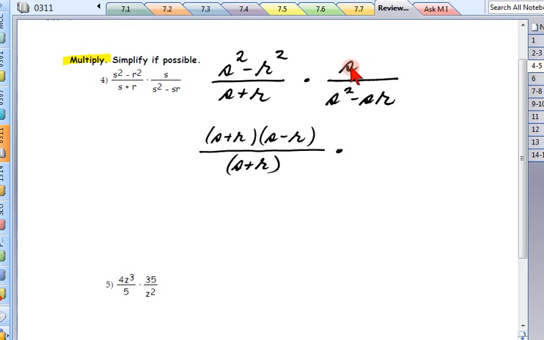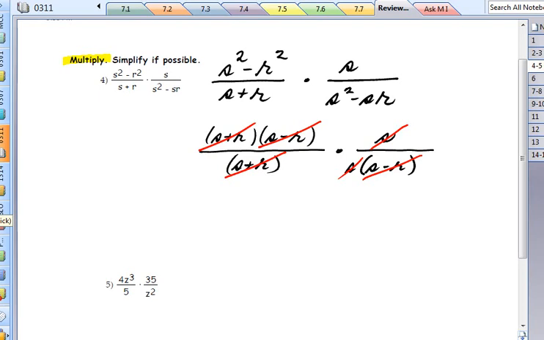You can put it in parentheses if you want. Times, the numerator of the second fraction is simply an s. The denominator of the second fraction, what can I do with that to factor it? Common factor of s. S times s minus r. Because this is a multiplication problem, I use that silly little phrase of bow tie before you multiply. So what do you see that I can divide out? Okay, s plus r, s minus r, and the s's.